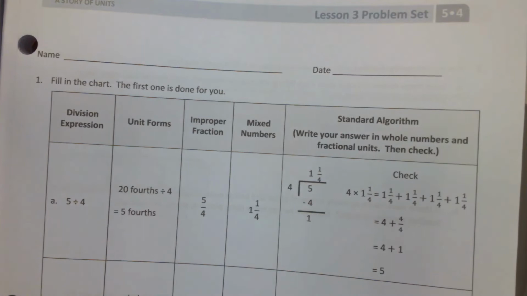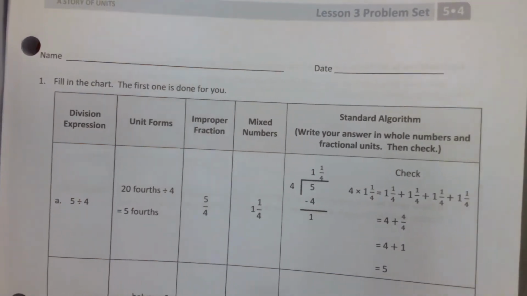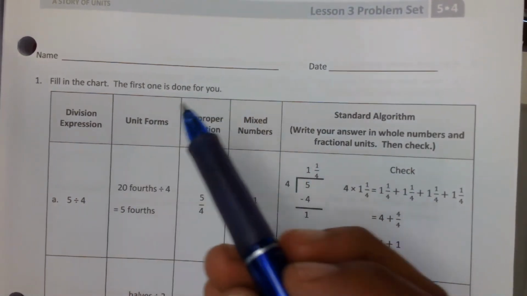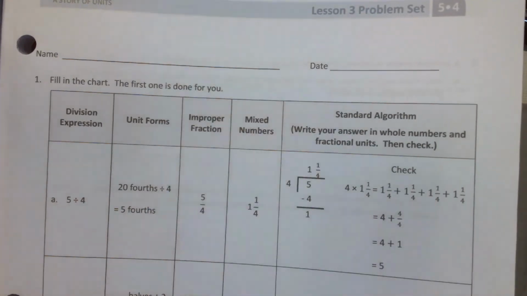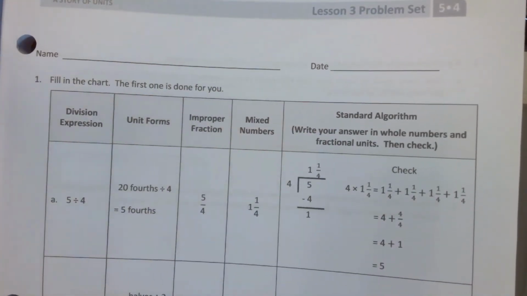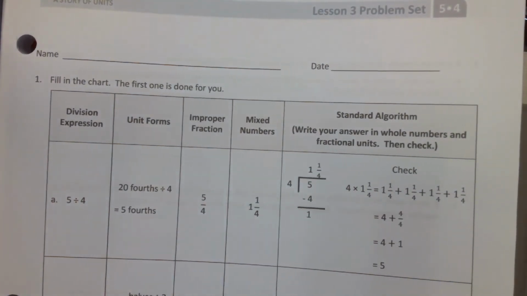Okay, so now that we took our notes in Lesson 2, we're now going to practice what we just learned in Lesson 2 about turning our division into a fraction, and we're going to fill out this chart. So we're going to have our division expression. We're going to have our unit form, so with the numbers and words, and we're going to have the improper fraction, and then we're going to turn it into mixed numbers, and then we're going to show how you can do it with standard algorithms.